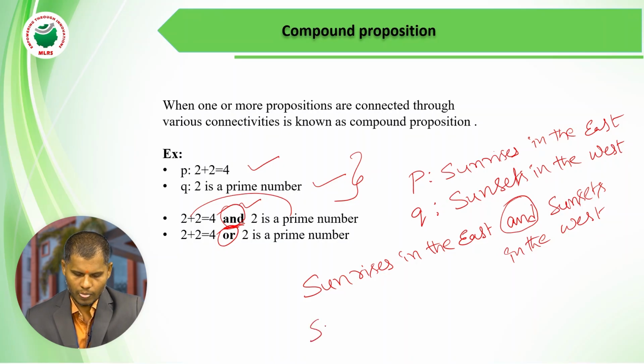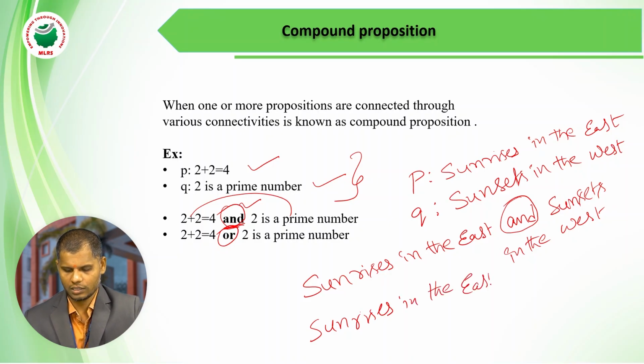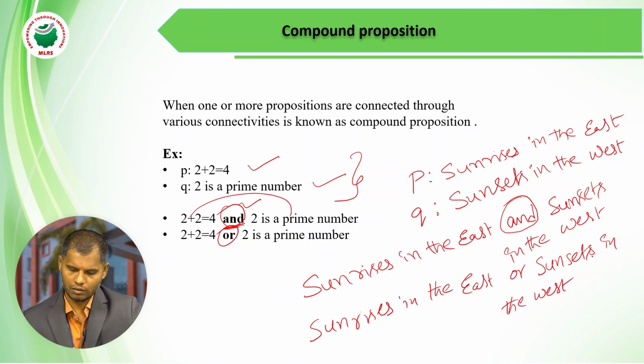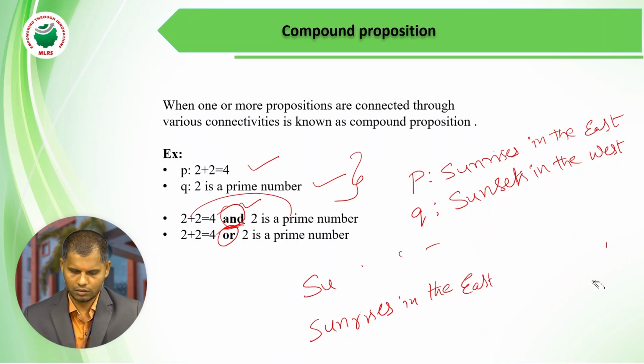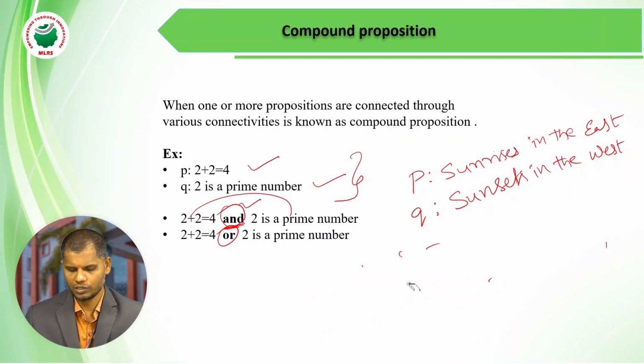And the next example: sun rises in the east or sun sets in the west. Here we are using one more connectivity. So, one or more statements connected through the various connectivities is known as the compound proposition.